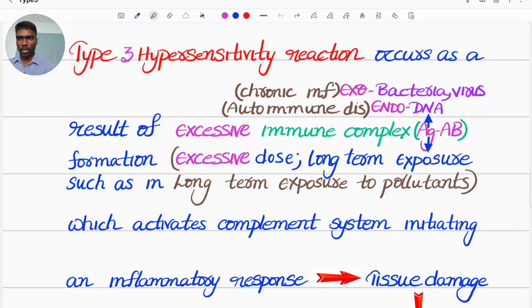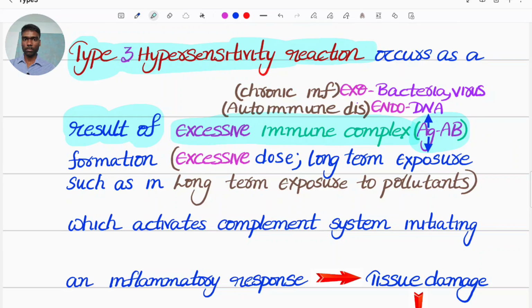Type 3 hypersensitivity reaction occurs as a result of excess immune complex. That is nothing but antigen and antibody combination, called immune complex. Why will there be excessive immune complex formation? What happens in a normal individual? There will be formation of immune complexes as a result of foreign antigen, and these complexes will be eliminated with the help of the complement system.